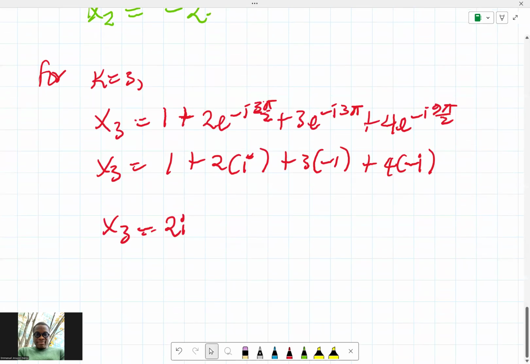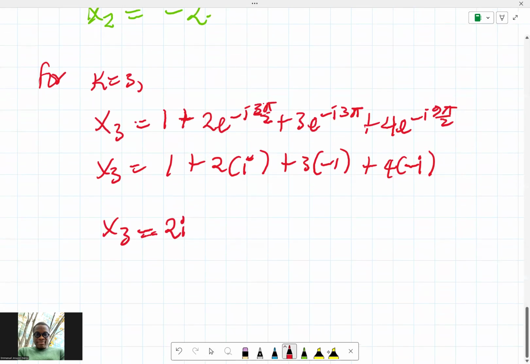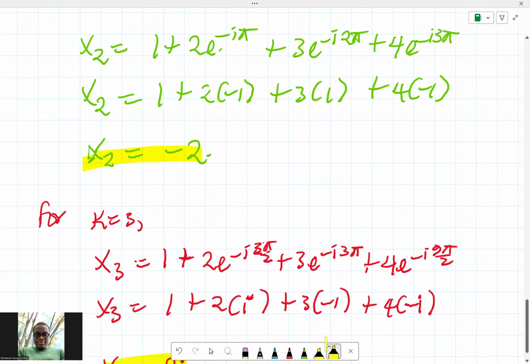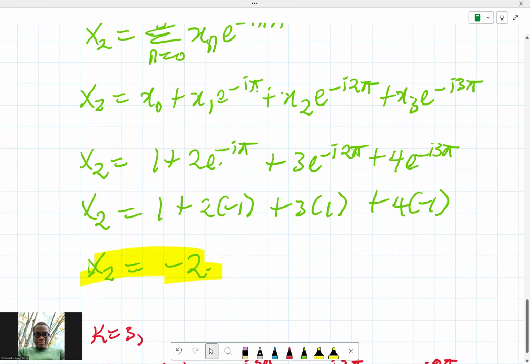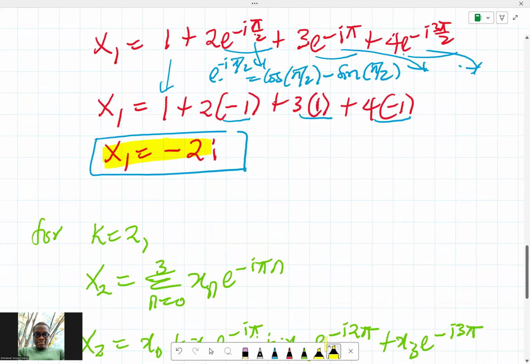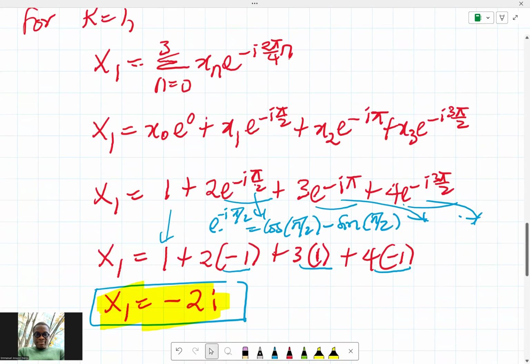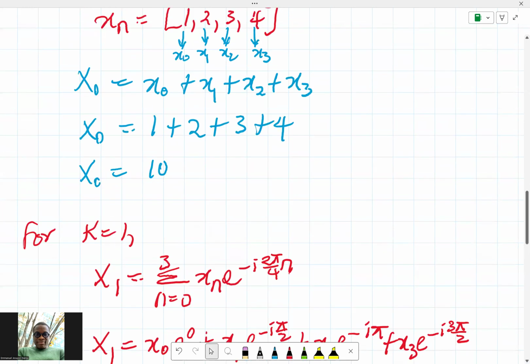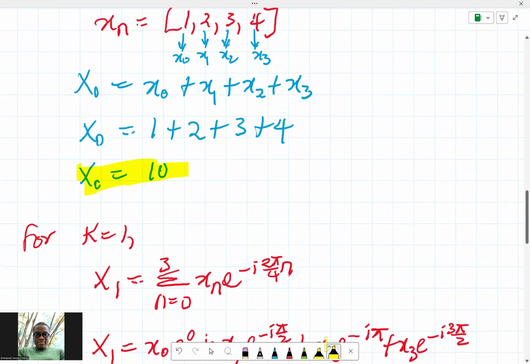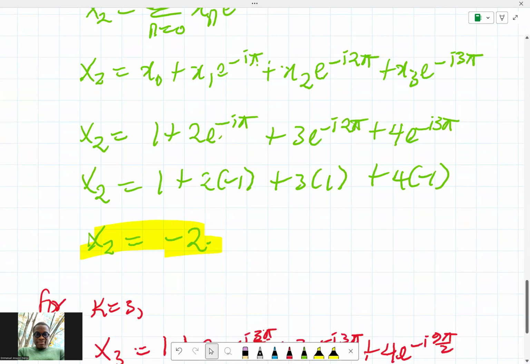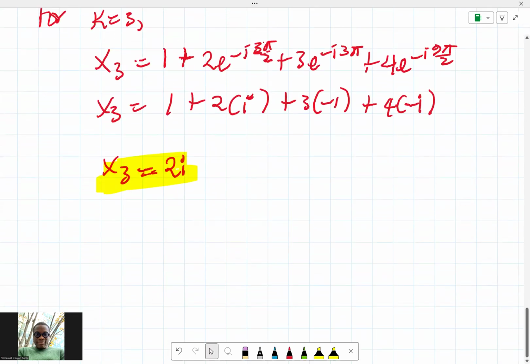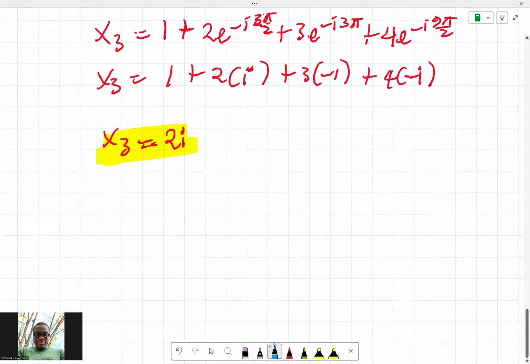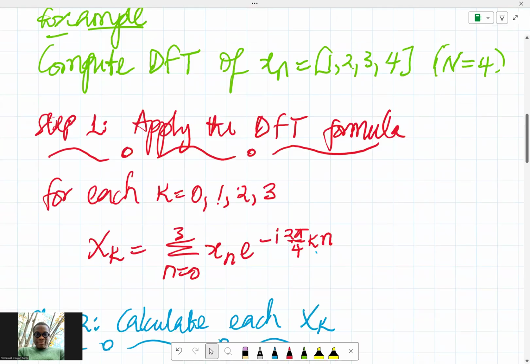So now we have got all the results. We have x3 equals 2i. We have x2 equals minus 2. We have x1 equals minus 2i. And then we have x0 to be 10. Those are the results we have. So what do we conclude?